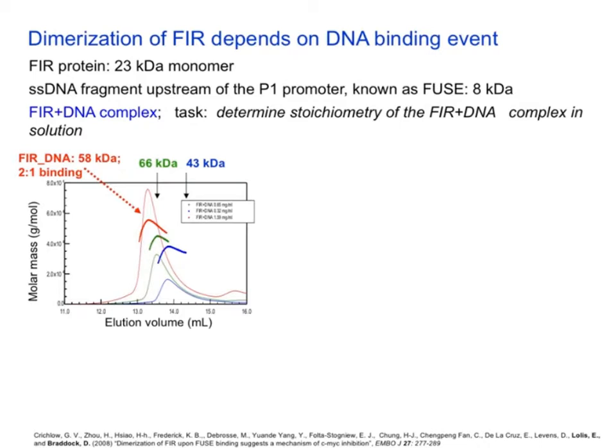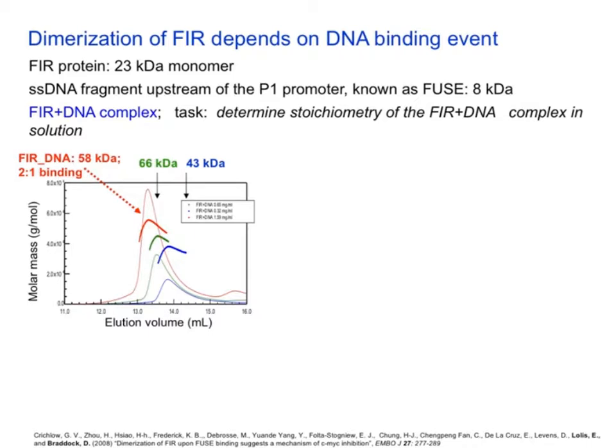The next question in the project was to measure the oligomeric state of the protein-DNA complex. The protein was crystallized in complex with the FUSE element, which is an 8 kilodalton fragment of single-stranded DNA. As illustrated in this molar mass distribution plot, the elution of the protein complex varies with changes in protein concentration. In particular, as the protein-DNA complex concentration increases, the protein elutes at earlier elution times.